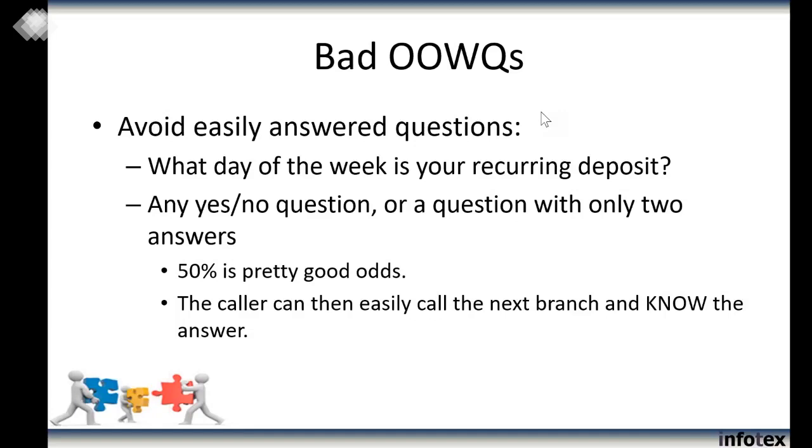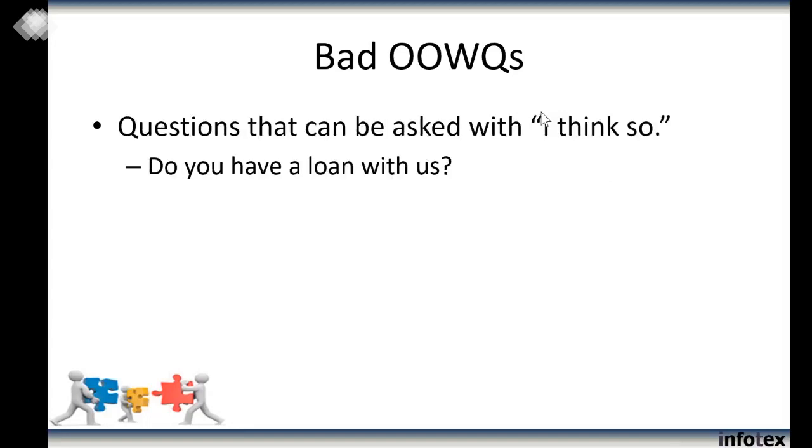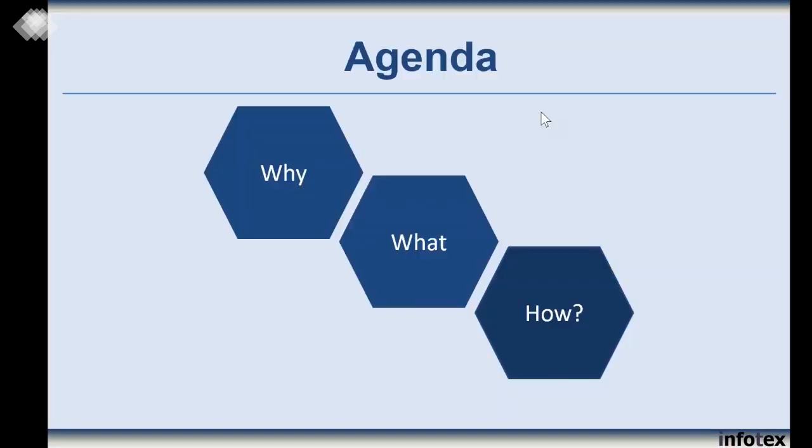And just keep in mind that most of us have more than one branch. So if the caller fails to get the right question with us, they might go to a different branch and try to ask the question there, or call back later and try to get a different person at your branch. So if you're asking a question with "I think so," or if somebody's answering a question with "I think so," that's another example of a bad out-of-wallet question.